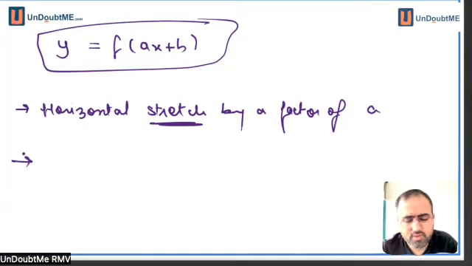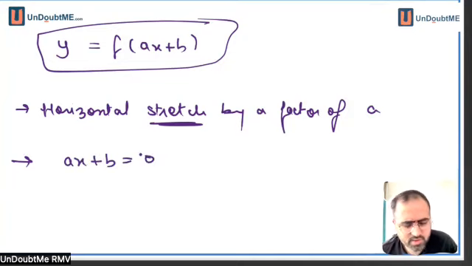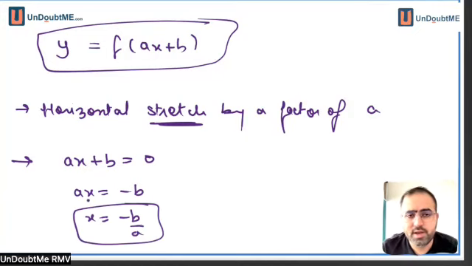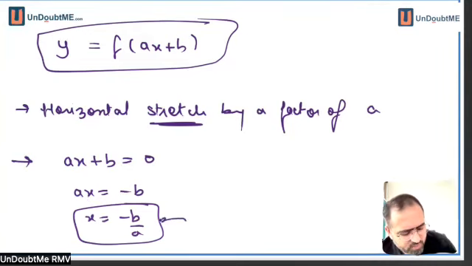And if I want to see how much it has shifted left or right, for that I will put the whole ax plus b equal to 0. That will give me ax is equal to minus b and x is equal to minus b over a. This is how I will get the point where it is shifted. Now, if the point is negative, it is shifted to the left. If it is positive, it is shifted to the right. But it will be shifted by this value.